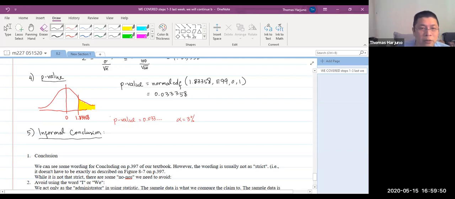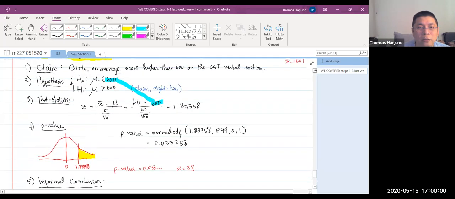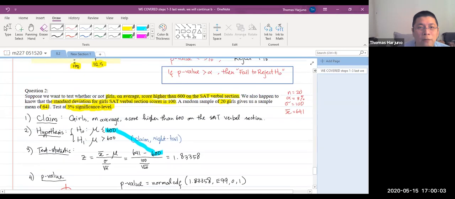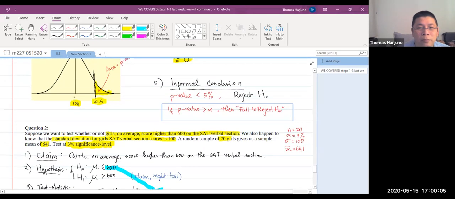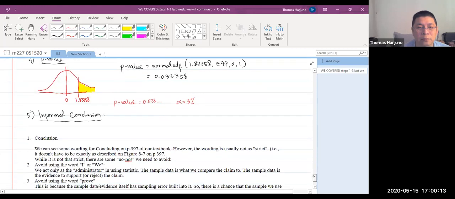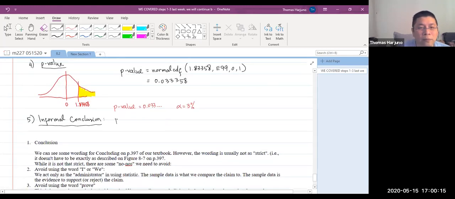Now, because the p-value is greater than alpha, what do we say? If p-value is greater than alpha, we say fail to reject null hypothesis. Fail to reject null hypothesis. And that's it. That's what you write. That's all you write.